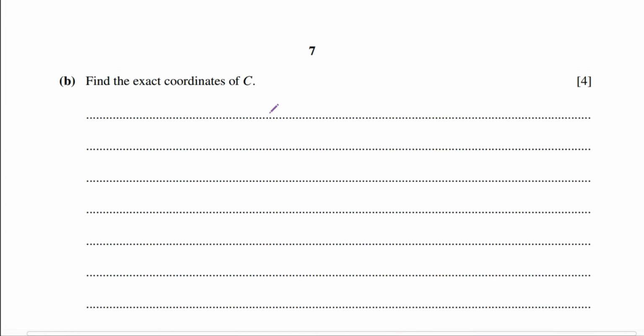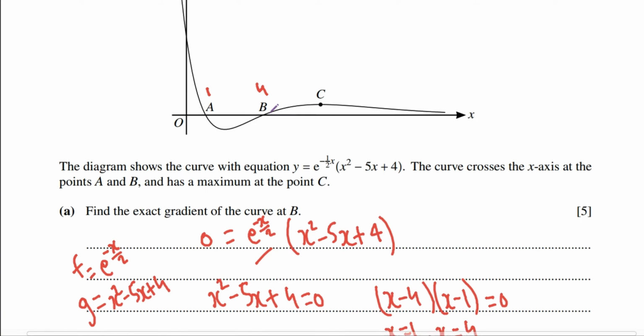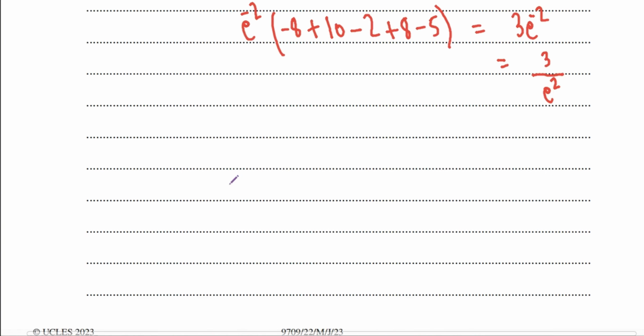Find the exact coordinates of C. We're told here that the curve has a maximum point at C. But we also have to remember that if we just find the derivative and calculate the turning points, we'll also get a value over here. We do not need this value right here, so we have to make sure we're careful about that.